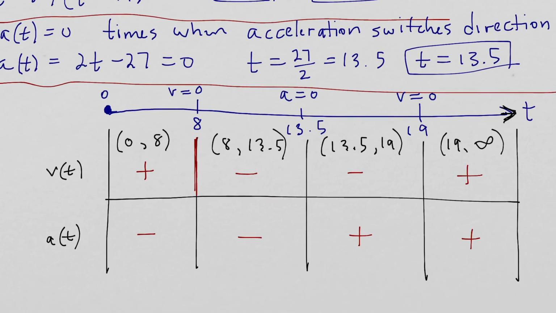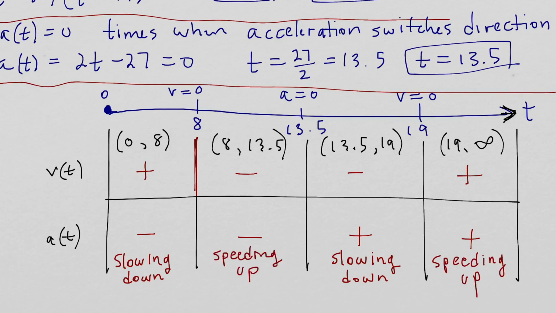Whenever you've got two different signs, like here and here, you're going to be slowing down. And whenever you've got two of the same signs, you're going to be speeding up. So I've got my slowing down and my speeding up intervals identified. Now I'm just going to go back to my table that I had on my problem statement page and fill it in.